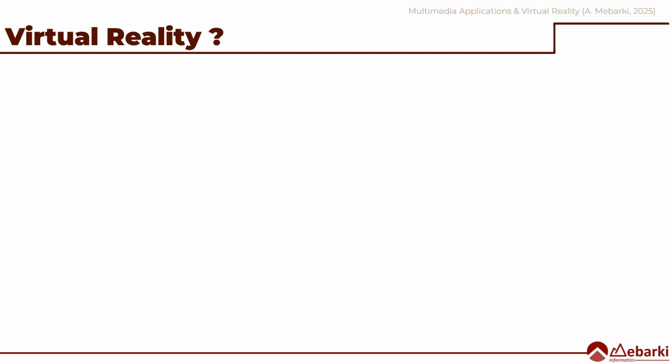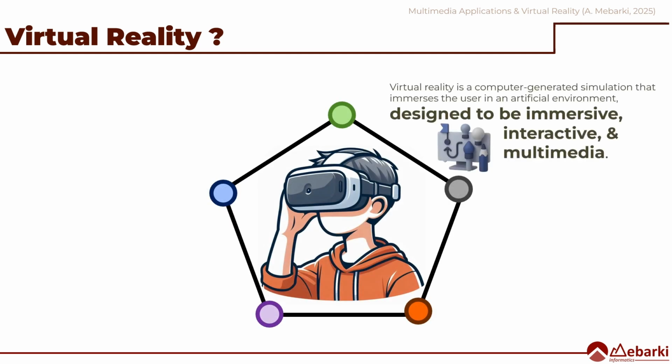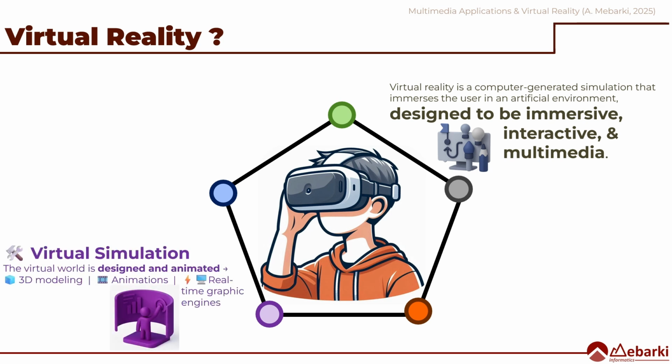Virtual reality is defined by four fundamental concepts: simulation, immersion, interactivity, and multimedia. The first concept, simulation. The virtual world is designed, modeled, and animated through 3D modeling, animations, and real-time graphic engines.